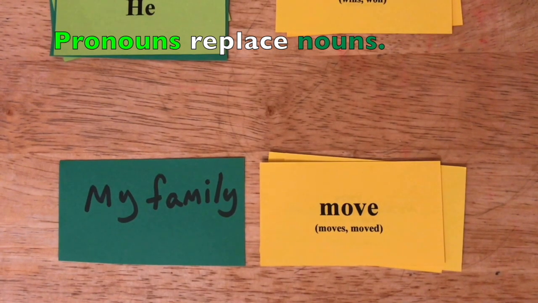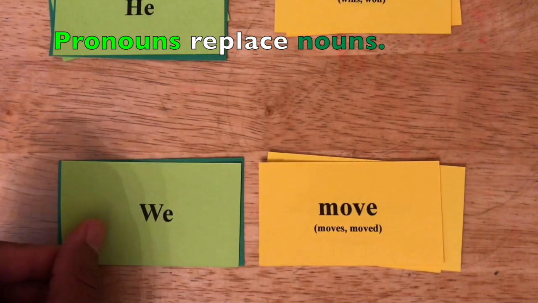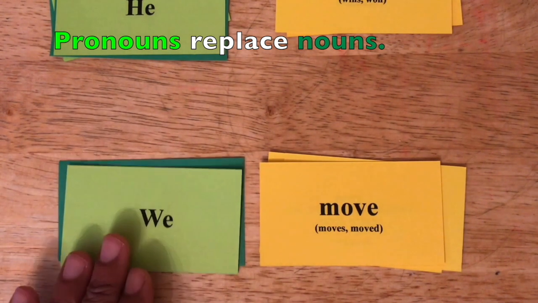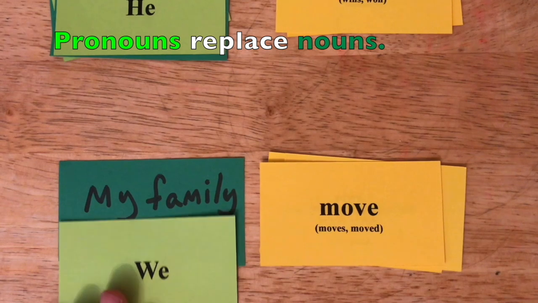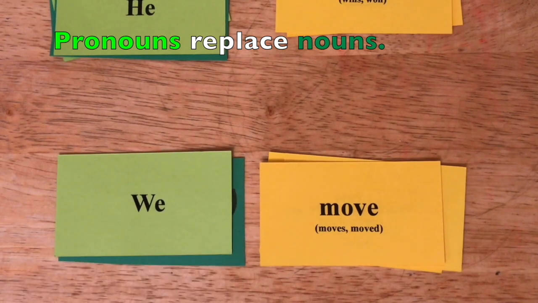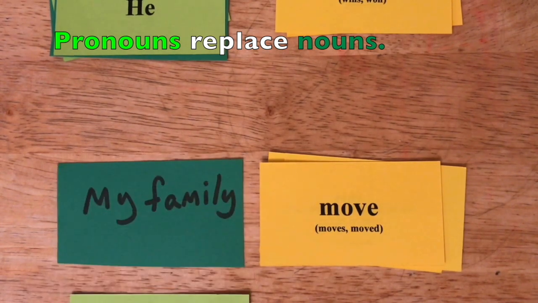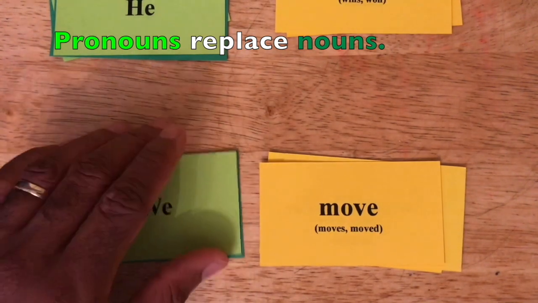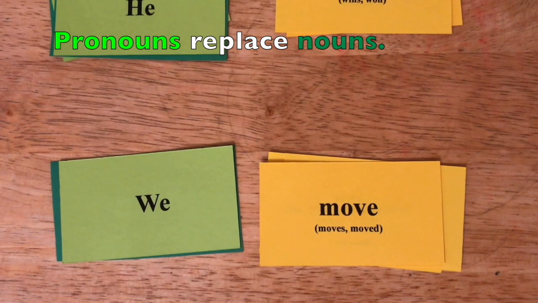Maybe you could do it with me. Let's see. Instead of saying my family, what do you think I can do? I can say, yes, correct. We moved. You see? We moved. And we replaces the term my family. So I can put it right over that. We moved. I could say my family moved, but now I can say we moved. And you see how pronouns can replace nouns.